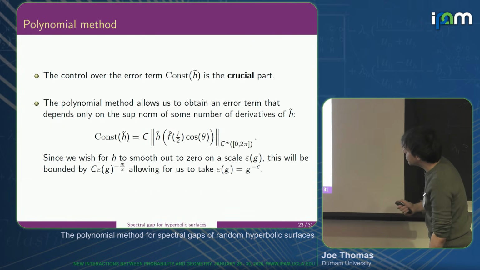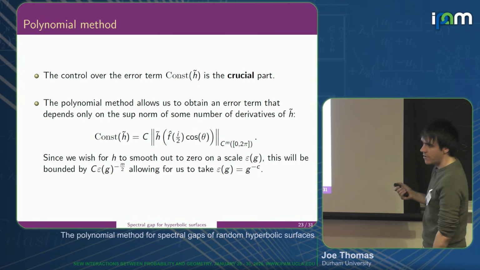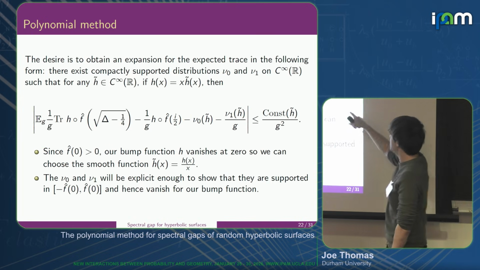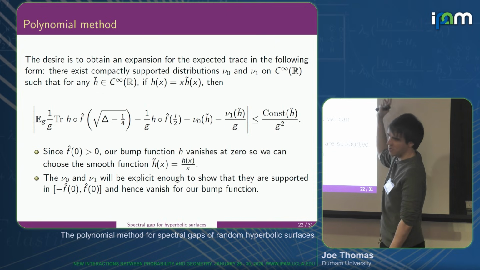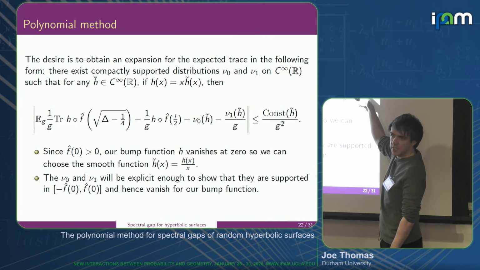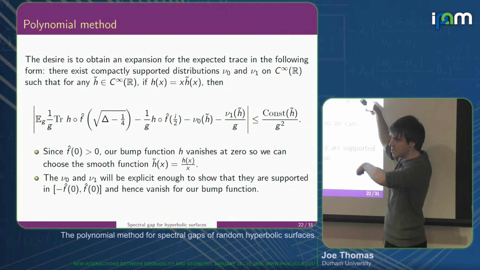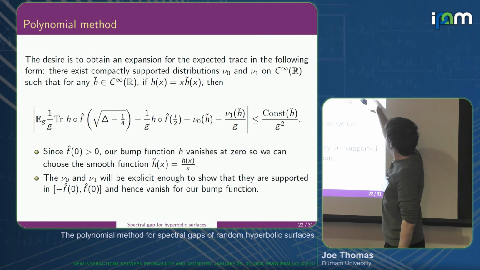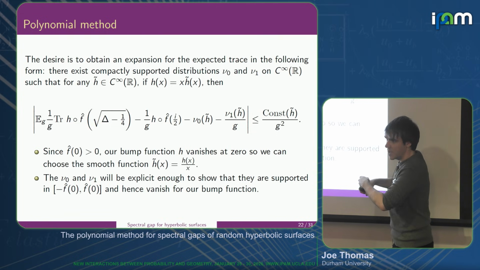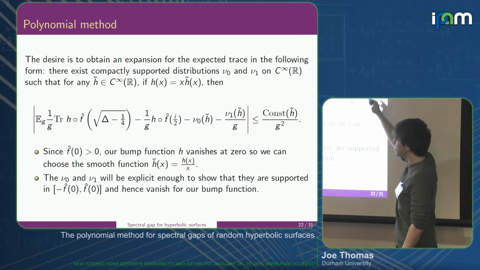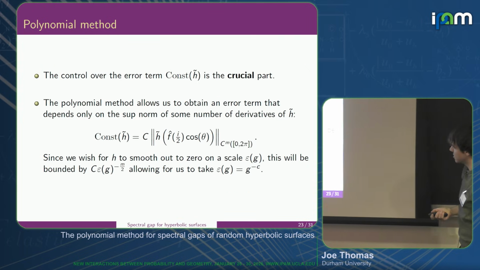And as I say, the control of this error term is very crucial because, well, if you have bad control over this thing, this is going to blow up because remember the h that we put in is this bump function that decays on this scale of epsilon. That's the scale that we wanted to smooth it out on. So if we have a bad dependency on here, this is going to be a bit meaningless for us.